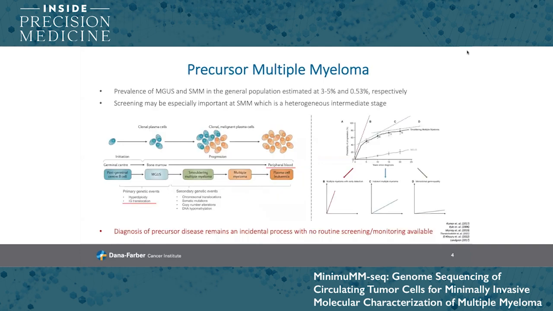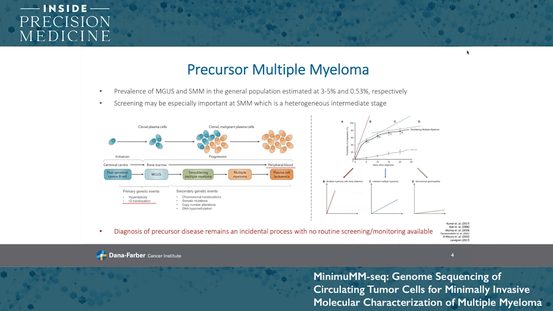So the prevalence of these precursor conditions of MGUS and smoldering myeloma have been studied and found in the general population, and estimated to be around 3 to 5% for MGUS and 0.53% for smoldering myeloma. Screening may be especially important at the smoldering myeloma stage, which is a heterogeneous intermediate stage. You can see from the plot on the right that smoldering really captures a triphasic group of patients. One being high risk, where patients progress within the first 2 years of diagnosis, and they're being more myeloma-like.